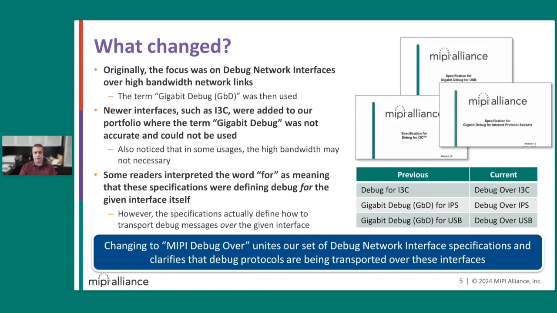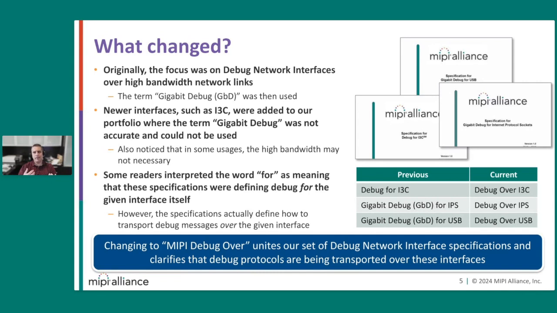You might be familiar with our Debug for I3C. Well, we couldn't call it Gigabit Debug for I3C, because I3C obviously isn't as fast as something like USB. So we dropped the gigabit, and we were starting to get inconsistencies in naming, without a consistent, nice naming that showed these specs are all similar. So this was, in some ways, a branding exercise, and we started to use the Debug Over terminology. You'll see on the right some of the specs we already had, Debug for I3C, Gigabit Debug for IP sockets and USB. We've changed them to show that they're all very similar. If you watched the first webinar that I gave, they're part of this network interface set of specifications, and we said this is just a family. We're all defining how these protocols come over these different networks.